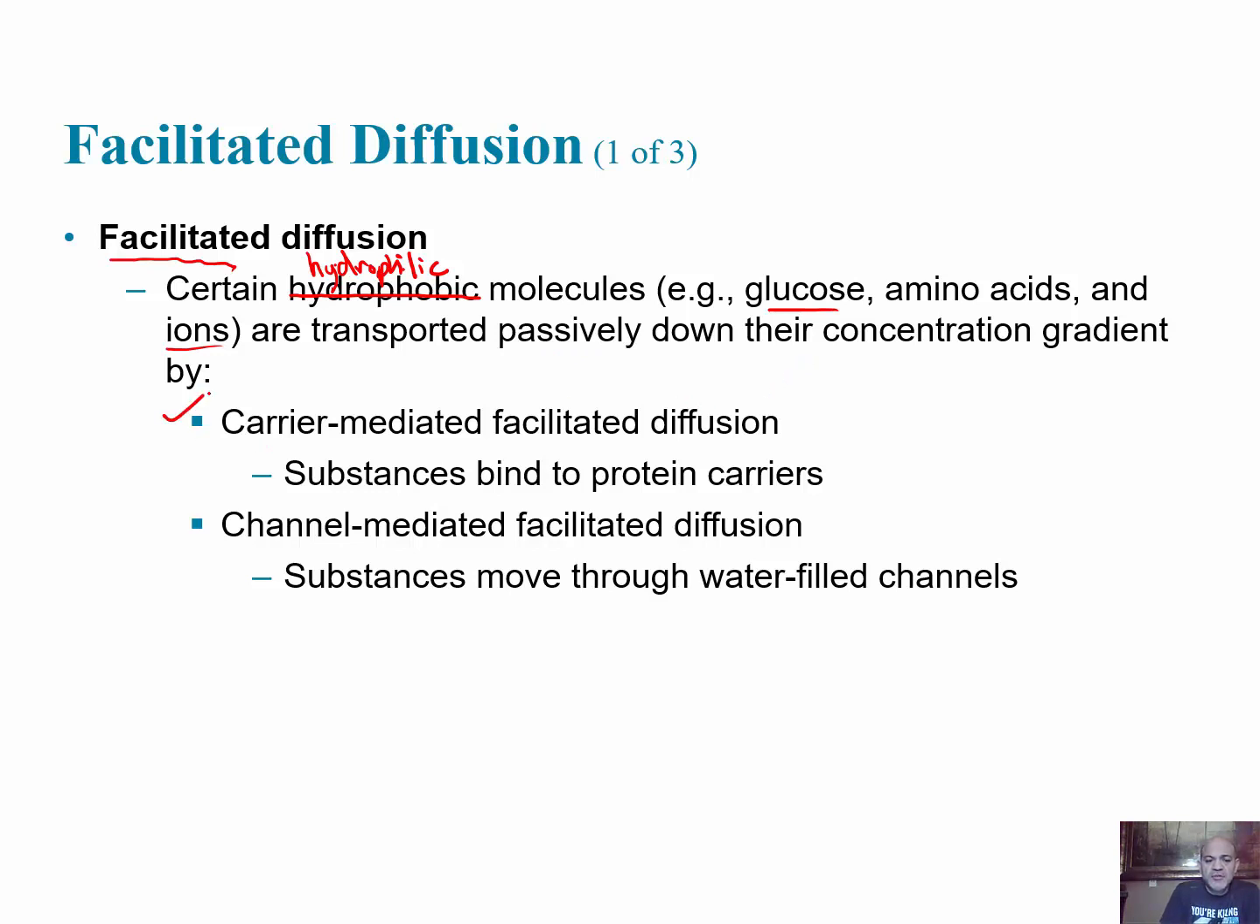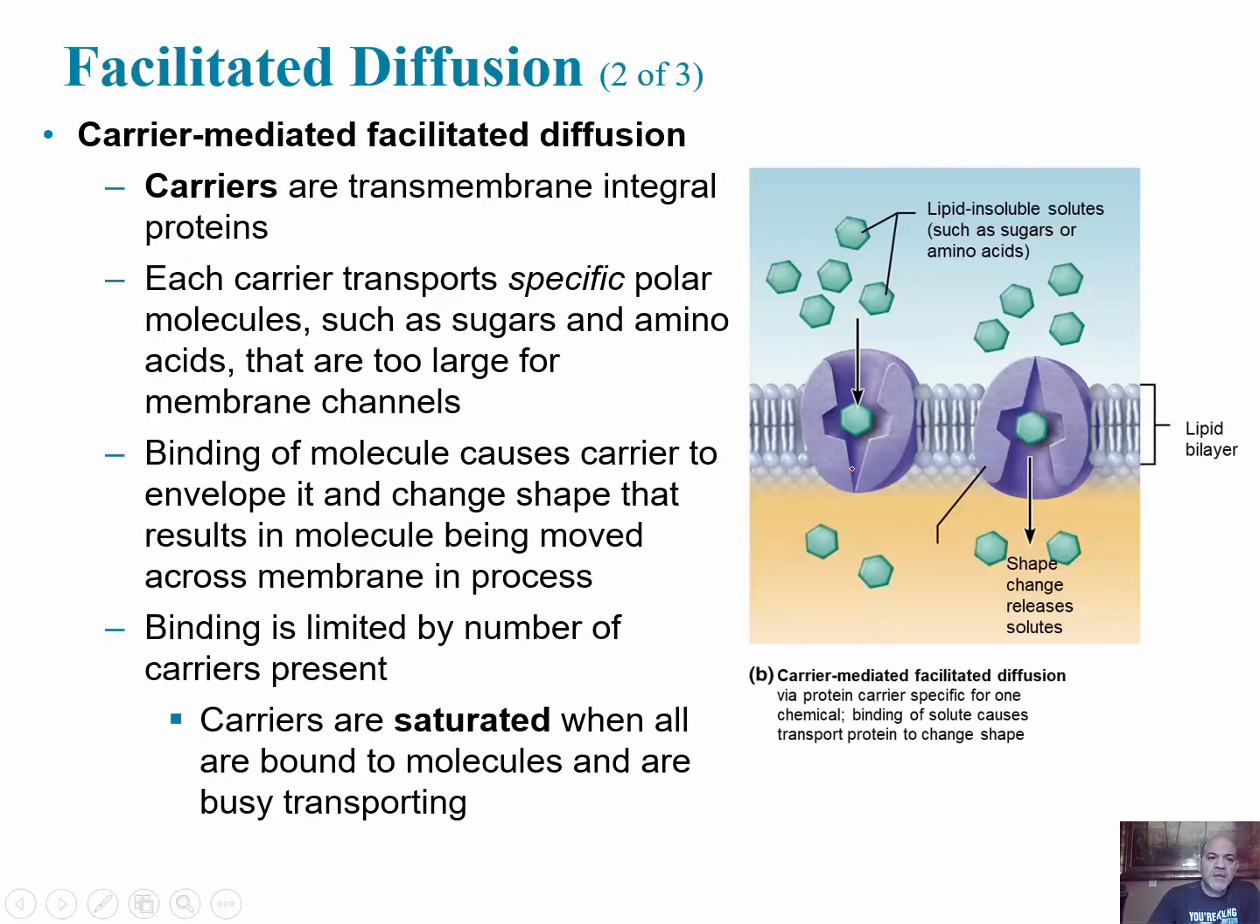And so there's two general categories here. Then there's the carriers and the channels. So we'll call this carrier-mediated facilitated diffusion. And then if there's channel proteins, then channel-mediated facilitated diffusion. And here they move through channels. So there is a difference between the type of protein.